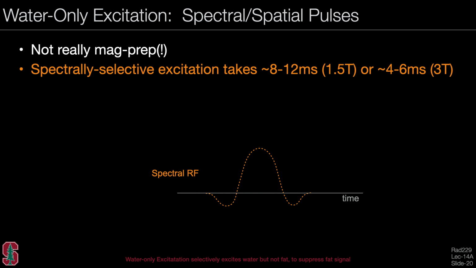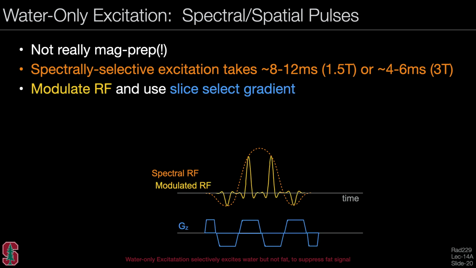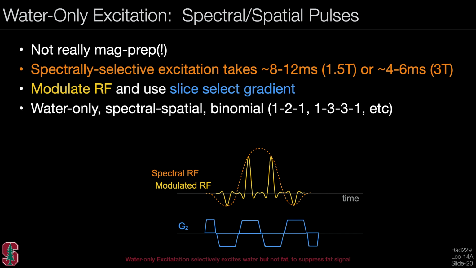So what we can do instead, though, instead of playing the spectrally selective RF pulse, is we can actually modulate the RF and we can play a slice select gradient. And now what we're doing is using what are called sublobes of the RF pulse, but each one of these is spatially selective. But overall, this pulse follows that same envelope of the spectrally selective pulse here. So this will give us both spectral and spatial selectivity at the cost of being a longer pulse than a standard excitation.